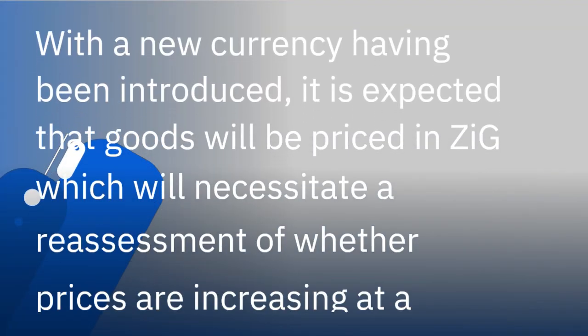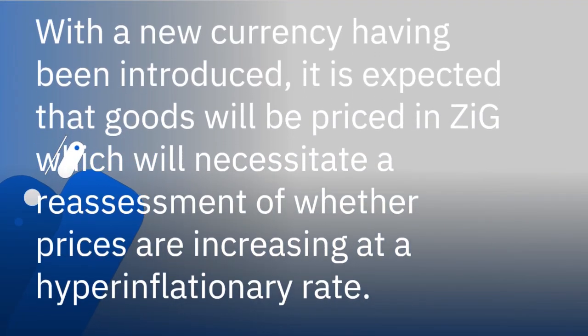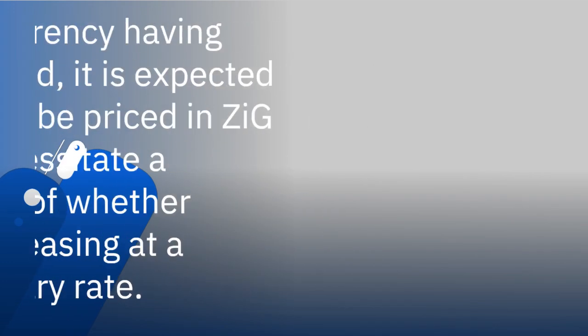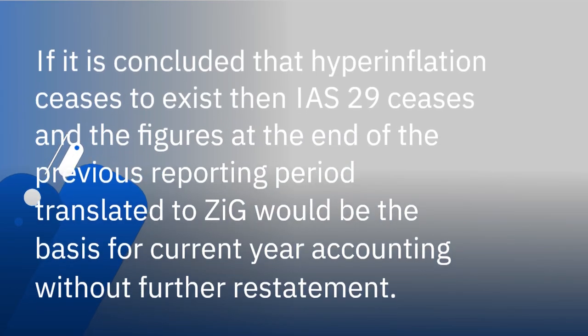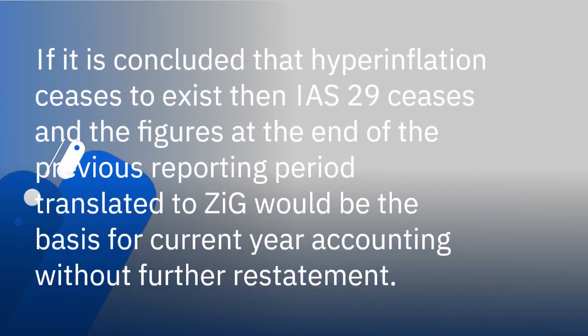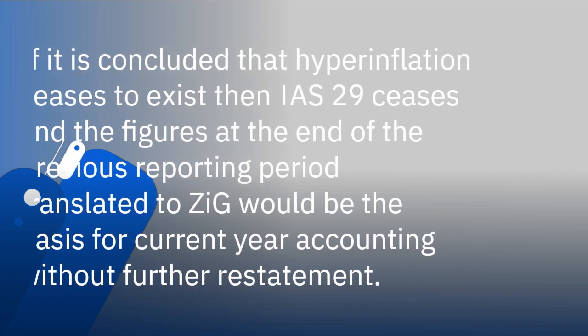With a new currency having been introduced, it is expected that goods will be priced in ZiG, which will necessitate a reassessment of whether prices are increasing at a hyperinflationary rate. If it is concluded that hyperinflation ceases to exist, then IAS 29 ceases, and the figures at the end of the previous reporting period translated to ZiG would be the basis for current year accounting without further restatement.